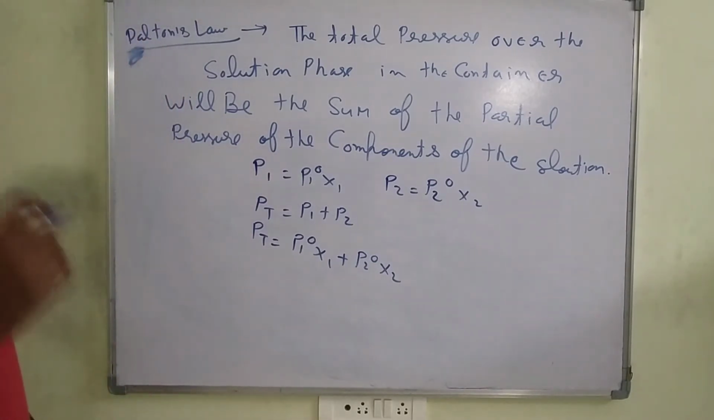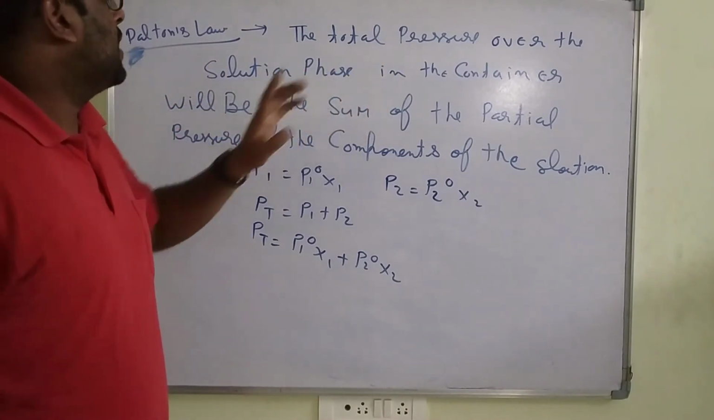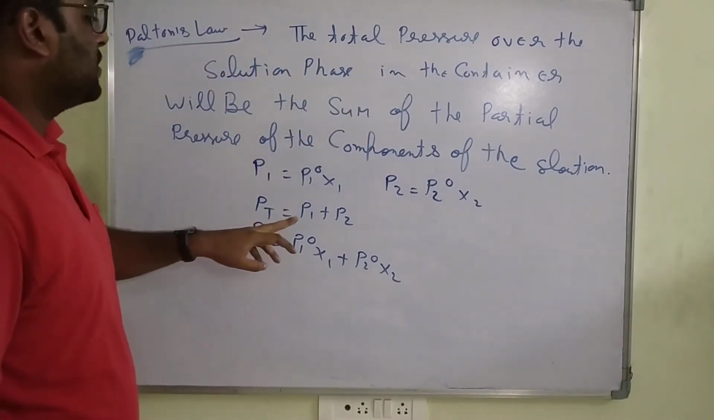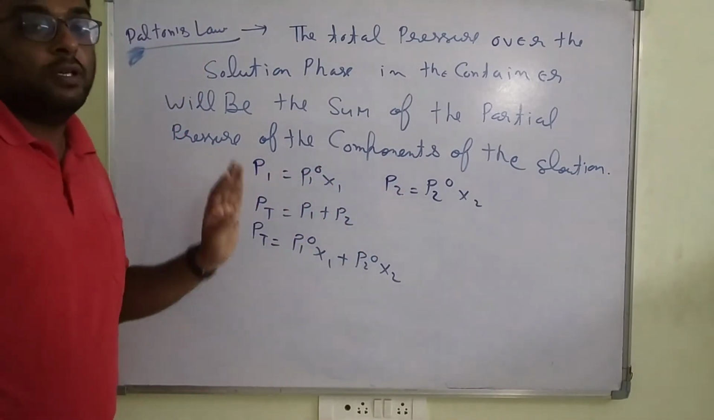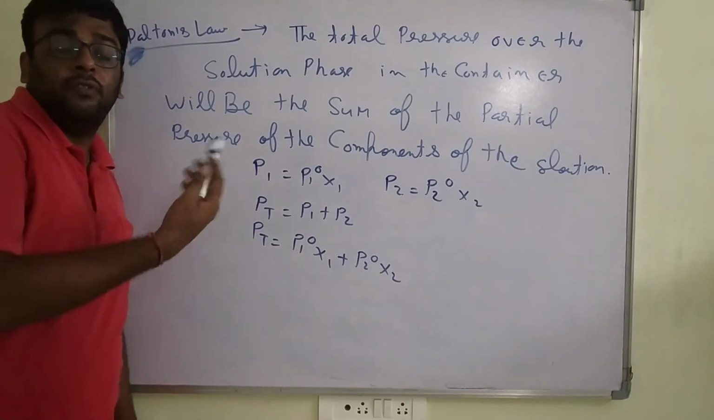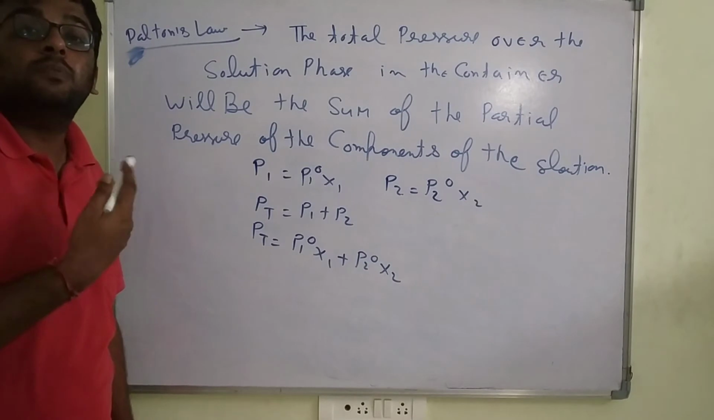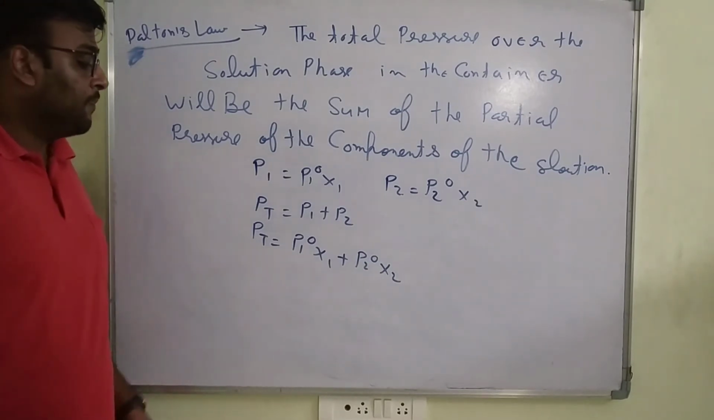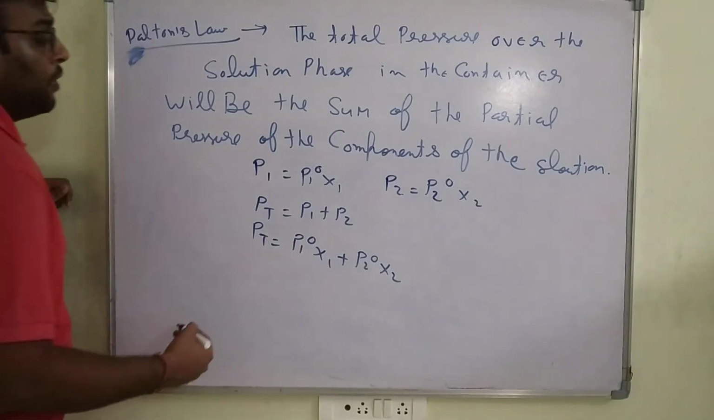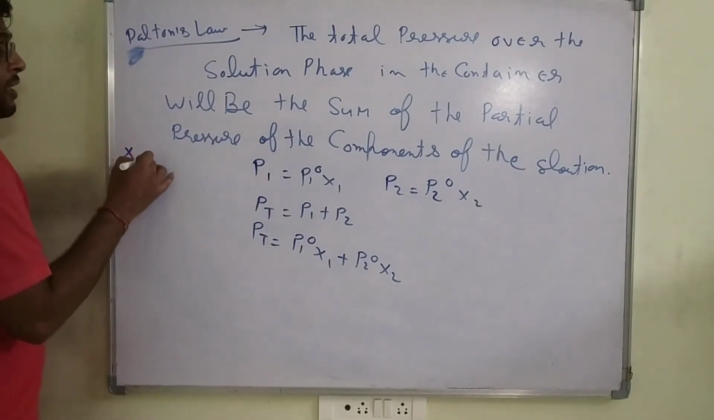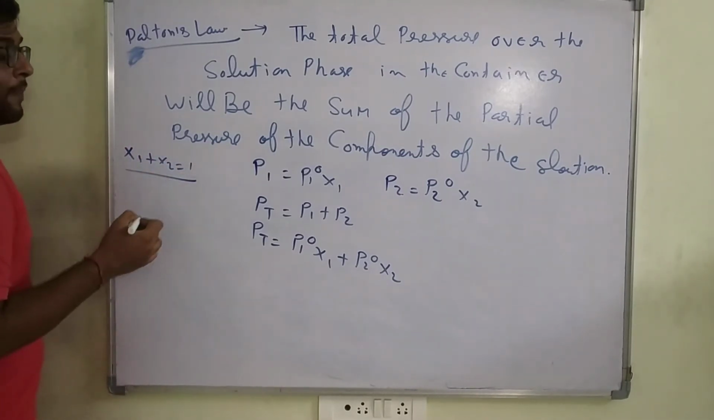First of all, look at the statement: the total pressure over the solution phase in the container will be the sum of the partial pressures. This one is the first partial pressure, this is the second. The total is always the sum of the partial pressures. If there are 3 components, P1 plus P2 plus P3. If there are n components, P1 plus P2 plus P3 up to Pn. So P total is equal to P1 naught x1 plus P2 naught x2. Are you getting my point? And as we know, if there are 2 components, x1 plus x2 is equal to 1.